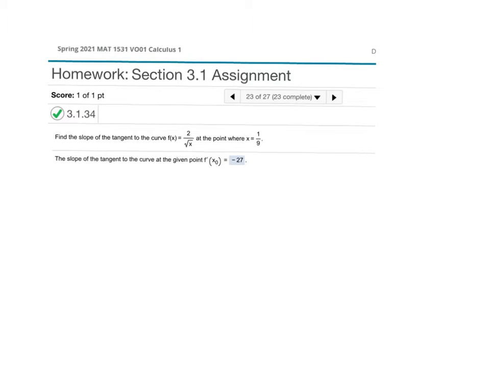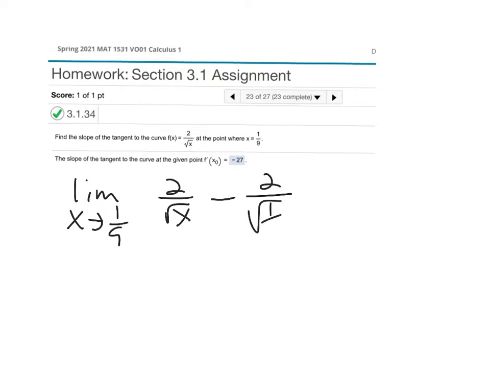I decided to do that alternative definition of the derivative. The limit as x approaches a. In this case, a is 1/9. And then I'm going to do f of x, which is 2 over the square root of x, minus f of a, which is 2 over the square root of 1/9, all over x minus a. And of course, I get 0 over 0, so I know I need to do some work.